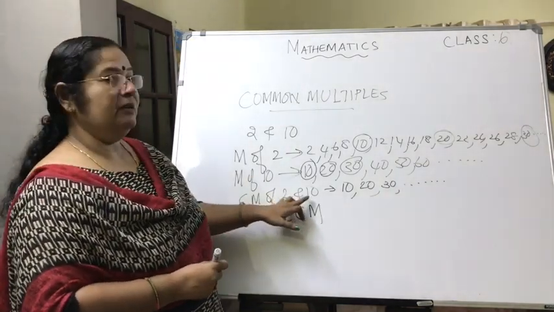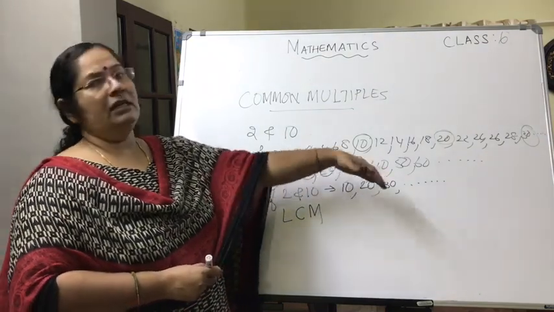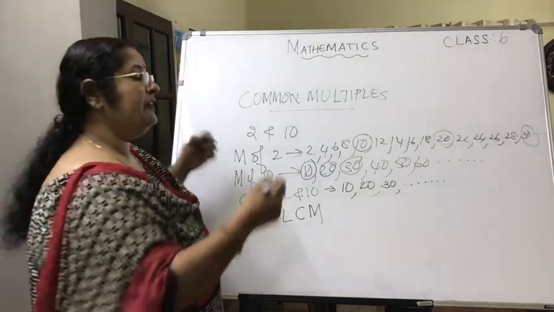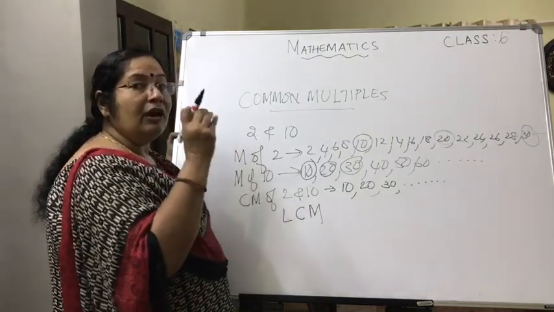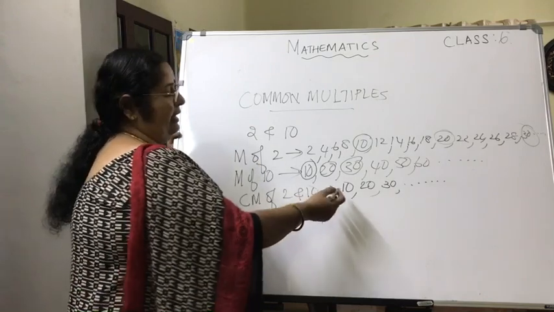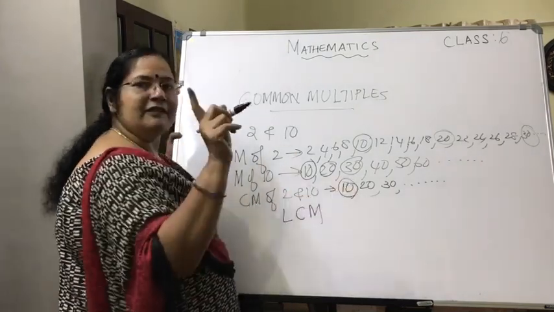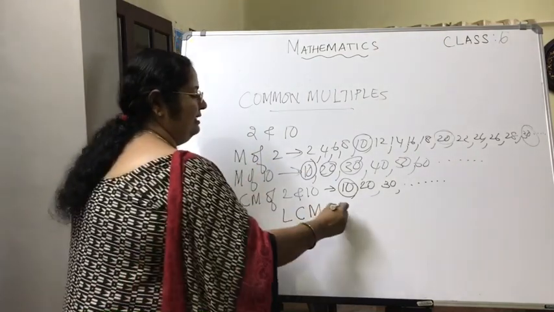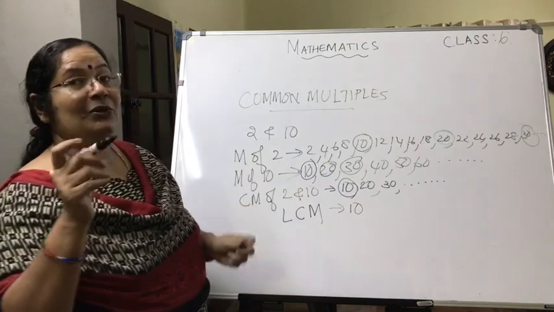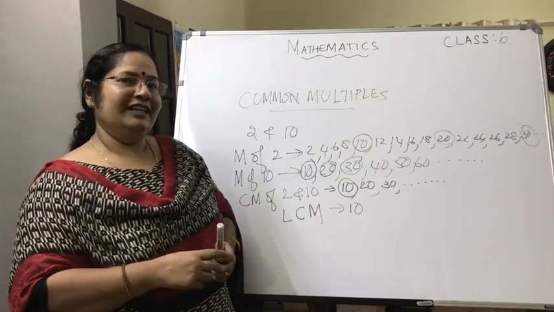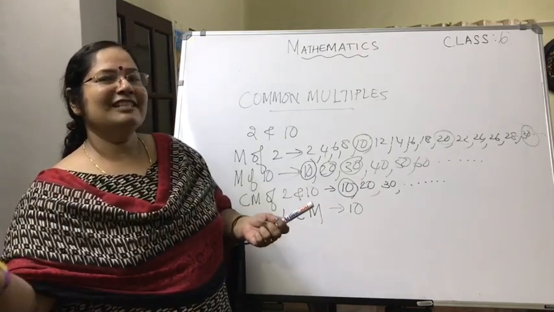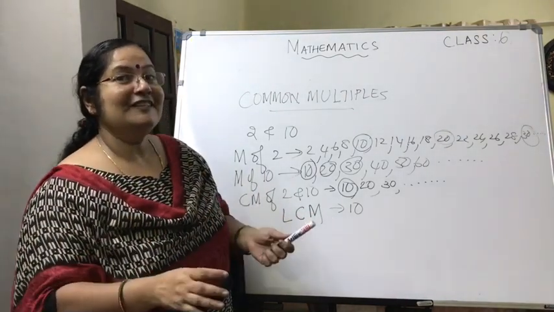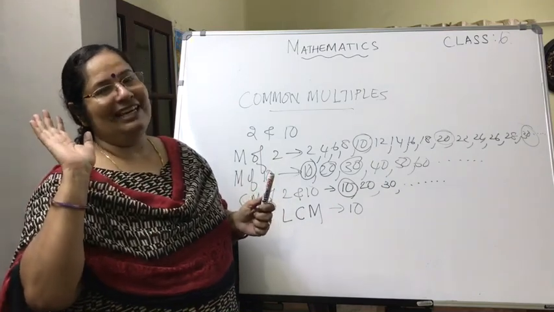So which are the common multiples of 2 and 10? 10, 20, 30, like that it is going. Among these, lowest common multiple means the smallest common multiple of 2 and 10. The first common multiple will be the least common multiple. Which is that? 10. In HCF, the highest common factor is the last common factor. Here, the first common multiple will be the LCM.